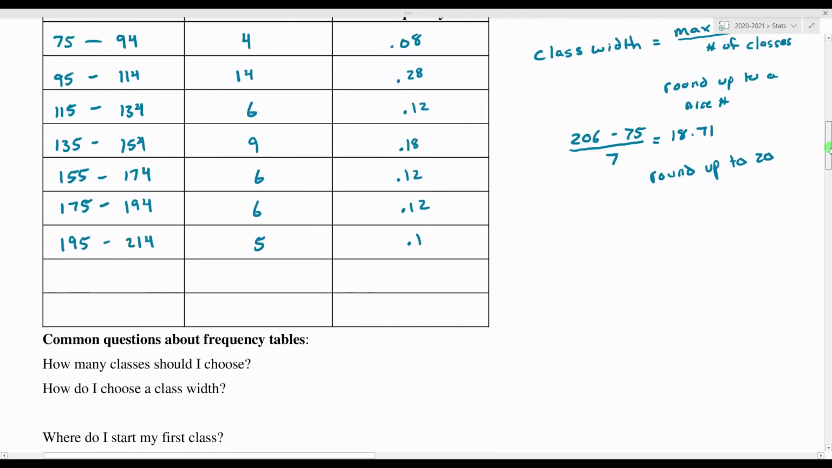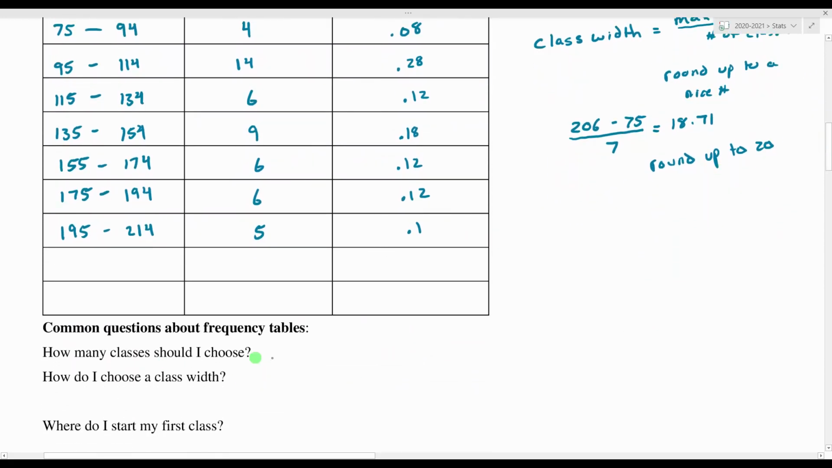So just some typical questions, common questions that we get about frequency tables. How many classes should I choose? Remember, it's a minimum of 5. Okay. So if you're ever just making one from scratch, not on MyOpenMath, you want to make sure that you choose 5 classes or more. All right, and then how do we do the class width? Well, we just saw that calculation, right? So that's max minus min over the number of classes.